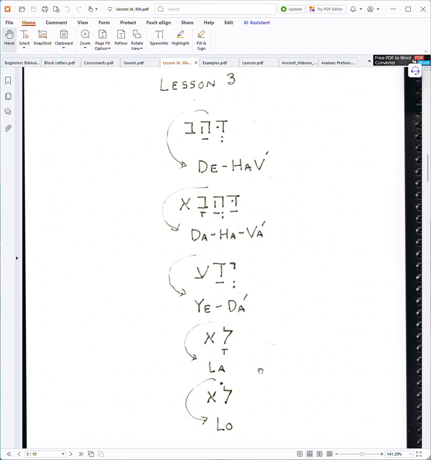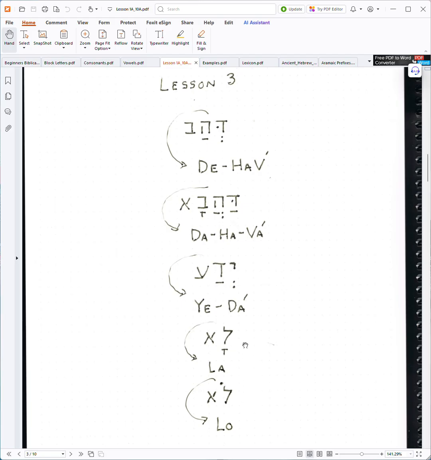So in Hebrew, remember, we didn't have vowels. In Hebrew, we have a lamed and an aleph with no vowel. In the Aramaic, we have a lamed and an aleph with no vowel. But one of them is pronounced la and one of them is pronounced lo. But they didn't have any vowels.